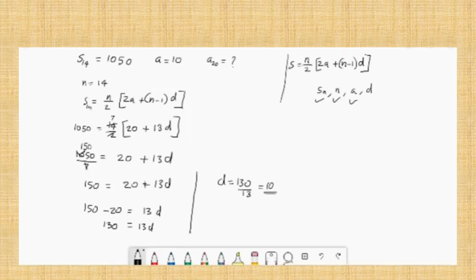So we didn't finish the question. We want to find A20. So A20 will be a plus how many d's? 19d. I don't complete the question here. You know how to do this. I don't want to waste my time. So A20 will be a plus 19d. You know a, you know d. So using this, you can find the answer A20.